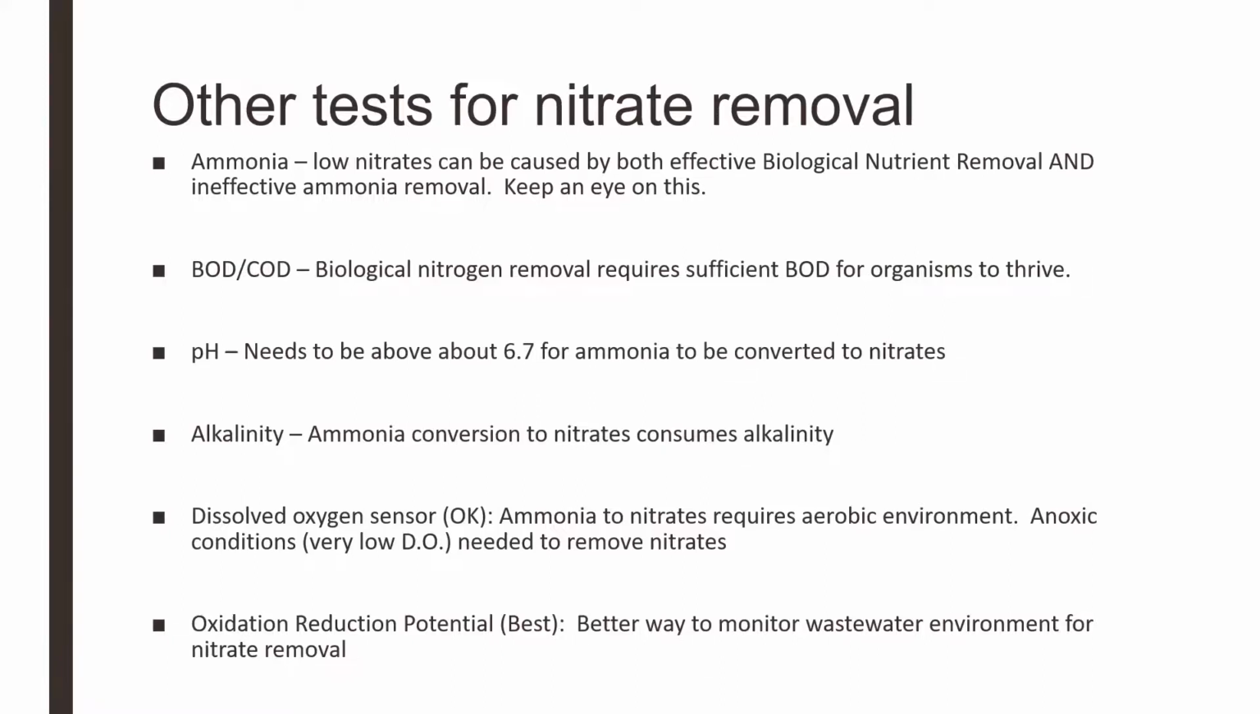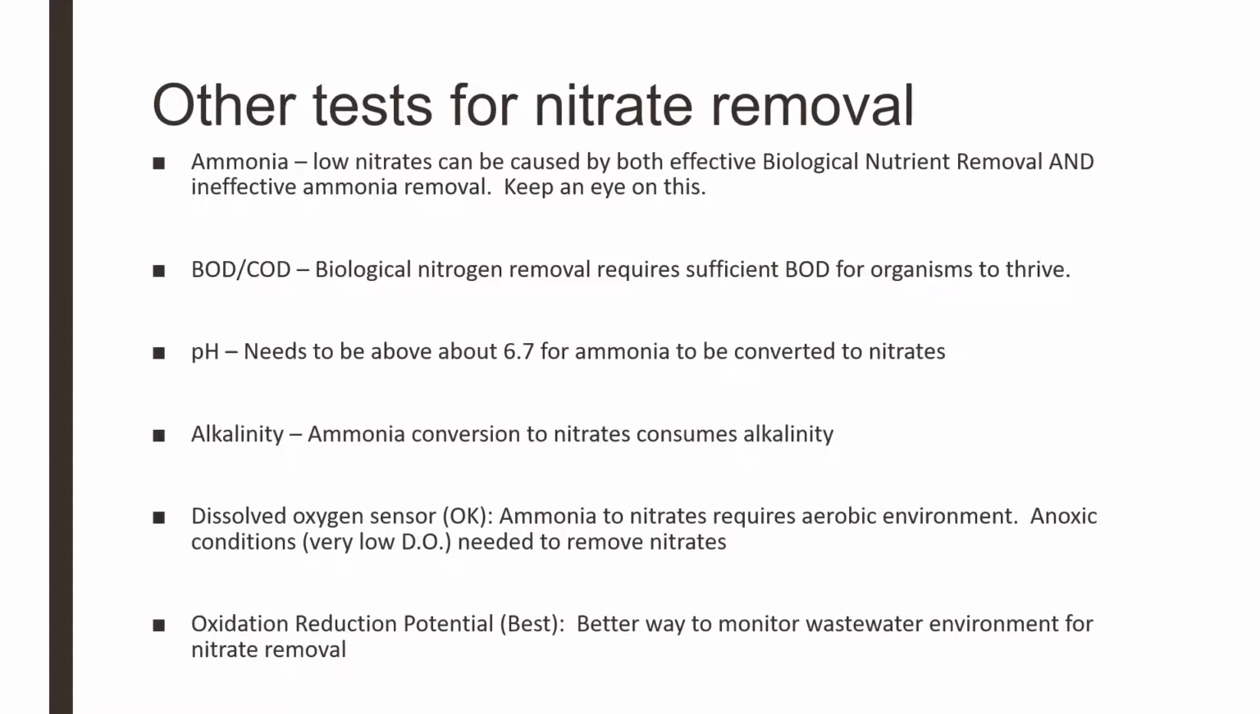Alkalinity is important to nitrate removal for the same reason, because ammonia consumes alkalinity. So when you convert ammonia to nitrates in your plant, you expect alkalinity to decline. If you do not have sufficient alkalinity, you can't get the whole nitrogen cycle to occur in your plant.